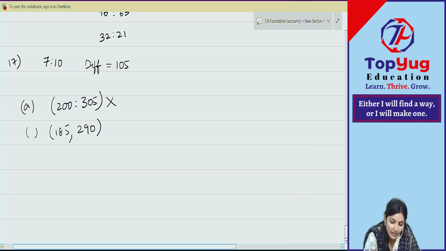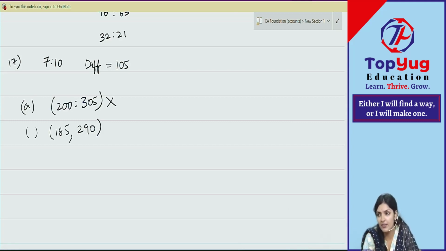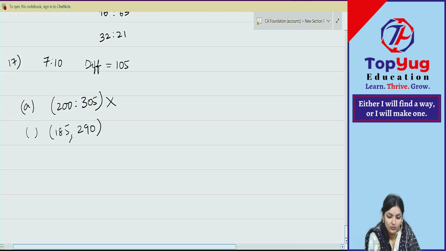So basically 10 means it has to be 29. Check whether 185 is going in 29 or not. 29 5s are 185, is it? No. With 7 you won't get it. Are you getting 185 for 7? You won't get it. So option B is also wrong.